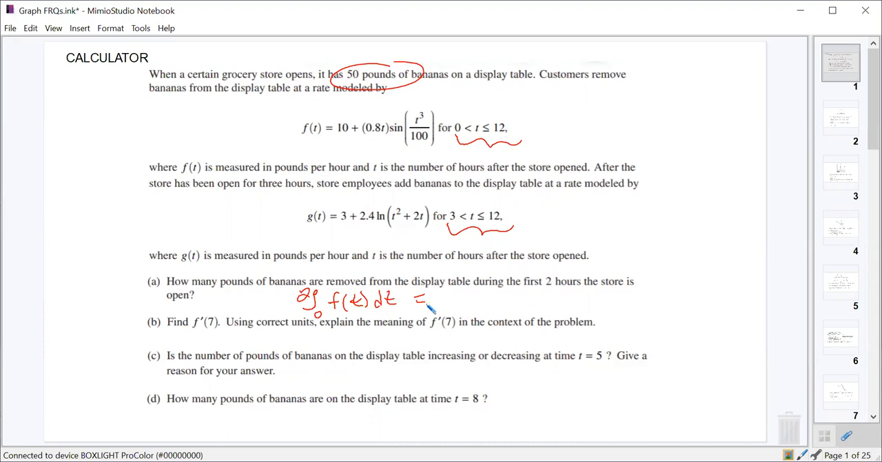20.051. Agree with that? 20.051? Yeah. Pounds of bananas.